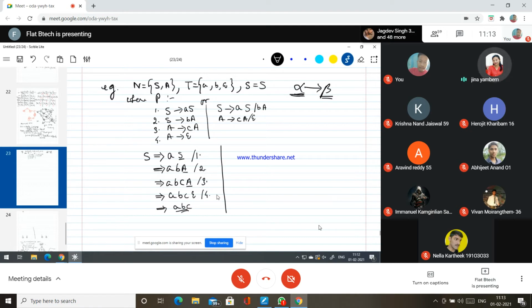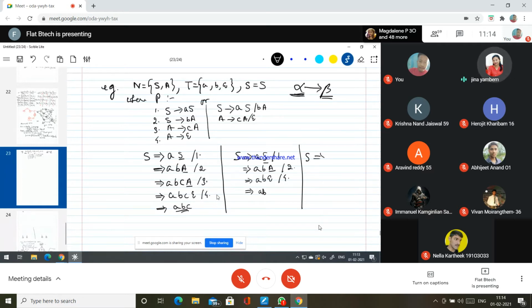So let me try for another string. Let me start from S. This is 1. And then instead of S, A, then B, A. This is 2. Then A, B, epsilon. This is 4. AB. This is another string which could be derived using this one. Now let me try for another one.